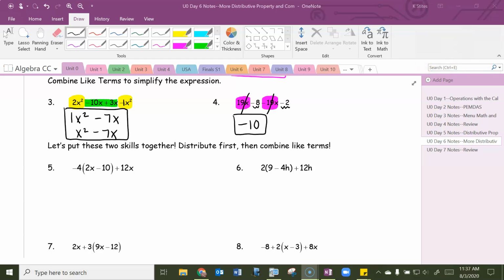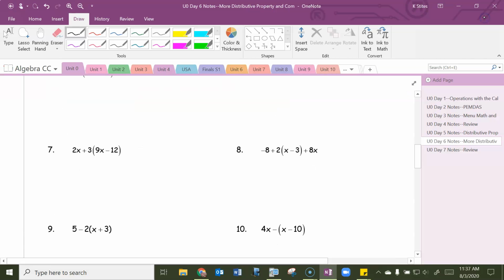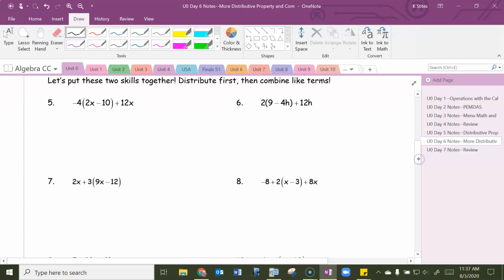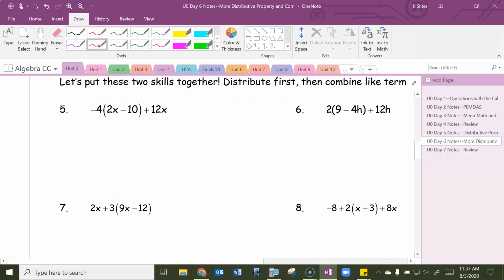Here are the rules. We always distribute first. And the thing that you are distributing is the number out front of the parentheses. So for example, in number 5, you are distributing the -4. Distribute first. -4 times 2x is -8x. We said -8x. A -4 times -10, a negative times a negative is a positive, so plus 40.